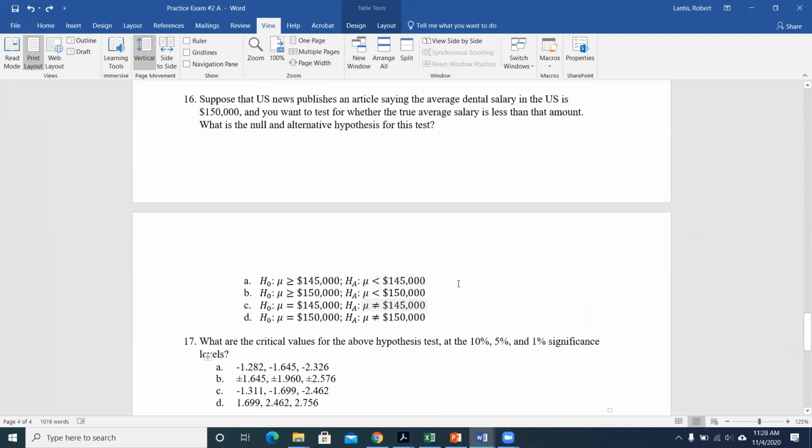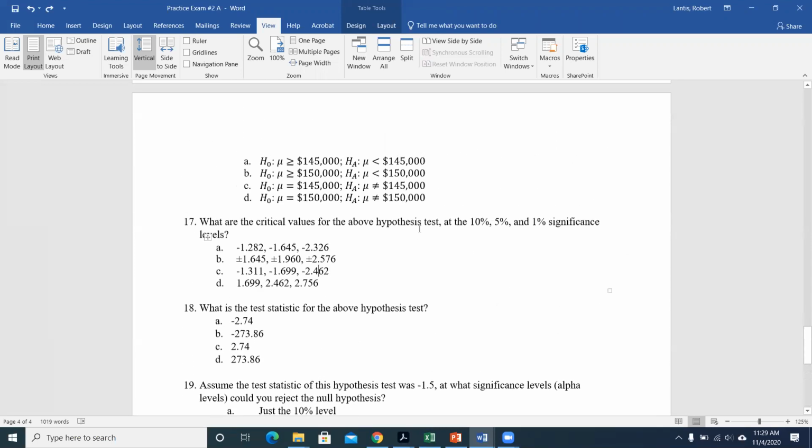You don't have to work anything out on that one, you just knew? All you're doing there is identifying the null and alternative, whatever you want to test for. So here they say it's 150,000 and you want to test whether the true average salary is less than that amount. Whatever you want to test for, whatever you want to find, that's your alternative hypothesis. So we wanted to see, is it less than 150,000? So that's my alternative hypothesis. I then assume the opposite is true to stack the deck against myself, which is why we said the null is that it's greater than or equal to 150,000.